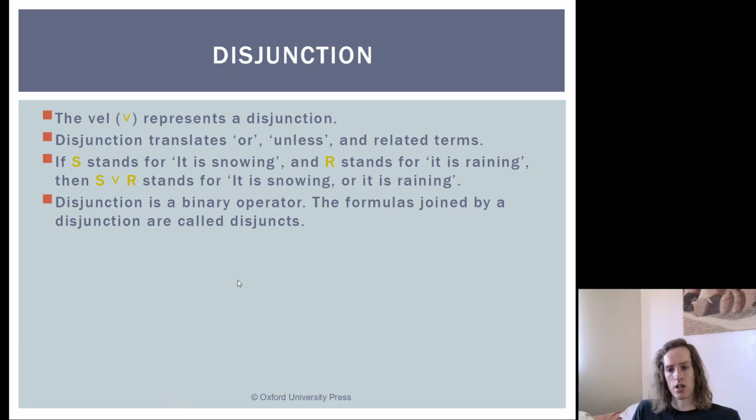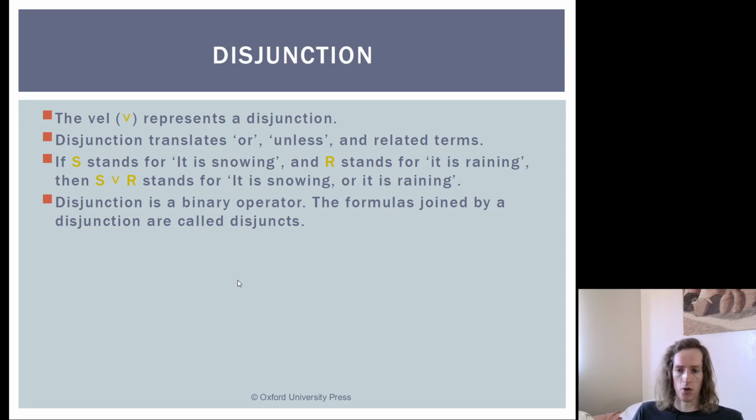All right, disjunction. Conjunction and disjunction sound very similar. They're importantly different. Here we'll use the vel to represent a disjunction. So disjunction is going to be, instead of and, we're using or. So if S stands for it is snowing and R stands for it is raining, then if I say S or R, it means it is snowing or it is raining. So again, this is going to be connecting two terms.